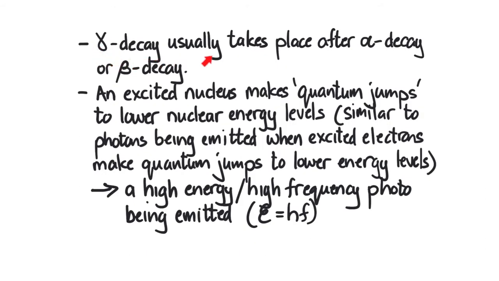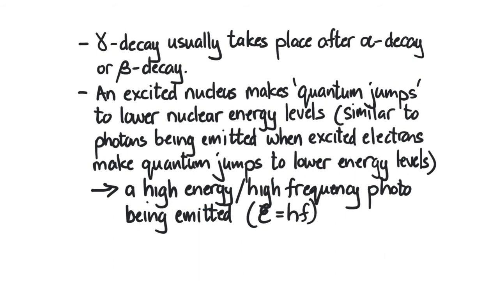So gamma decay usually takes place after alpha decay or beta decay. An excited nucleus makes quantum jumps to lower nuclear energy levels, similar to photons being emitted when excited electrons make quantum jumps to lower energy levels. So if you study further, you will learn about nuclear structure, the nuclear shell model, where we look at different energy levels within a nucleus, and they are quantized. And so these gamma photons are in effect electromagnetic radiation, as we will go into more detail now.